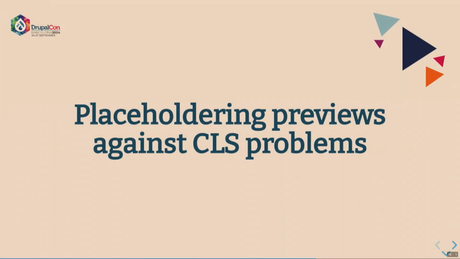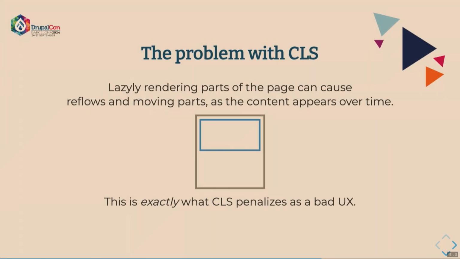The first one is, against the cumulative layout shifts, we have placeholder previews, okay? This is rather new. Well, let's first see the problem with CLS. The problem with cumulative layout shift is that lazy rendering parts of the page can cause reflows and repaints and moving parts. You have the cached part, the blue one that came in the first chunk, and then the placeholder enters, is loaded. It was there before because it was an empty span, but then it gets loaded and it moves around the other parts. And this is exactly what cumulative layout shift is penalizing, okay?